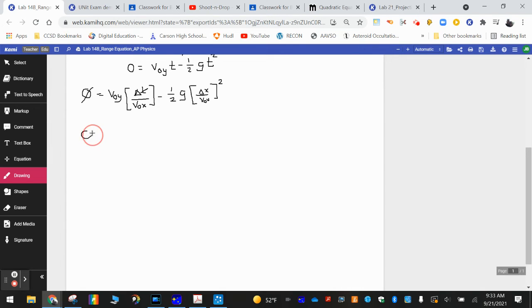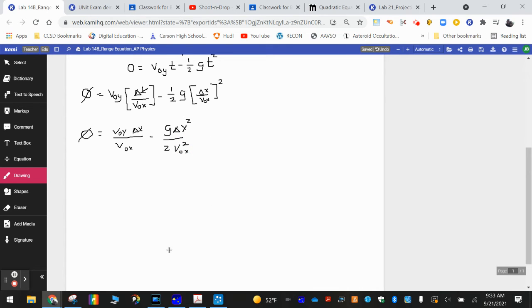So this is going to be theta here, right? Okay. So here we have VOY, right? And here I have delta x divided by VOX. Minus, okay. Now this is going to be G, right? Delta x squared divided by 2 VOX squared. All right. So we did that.